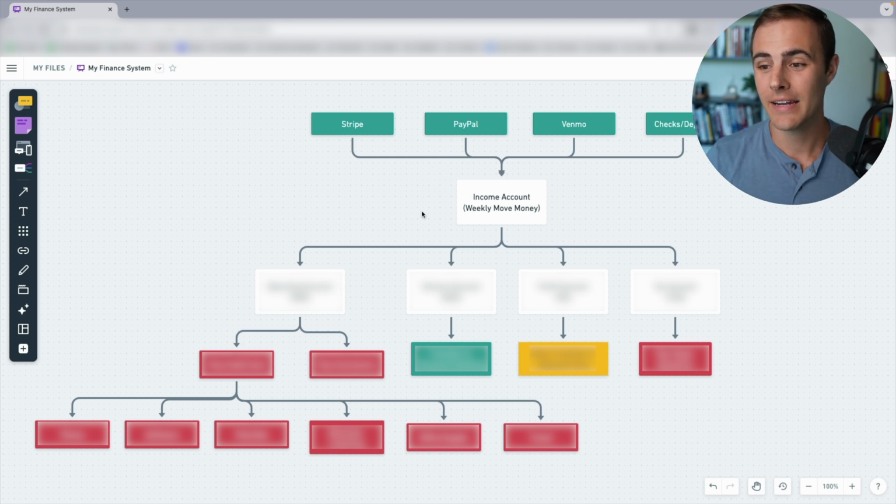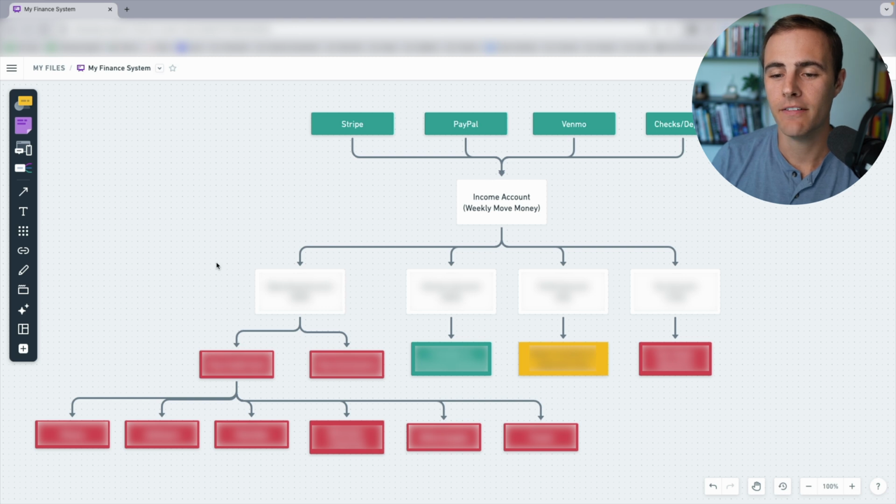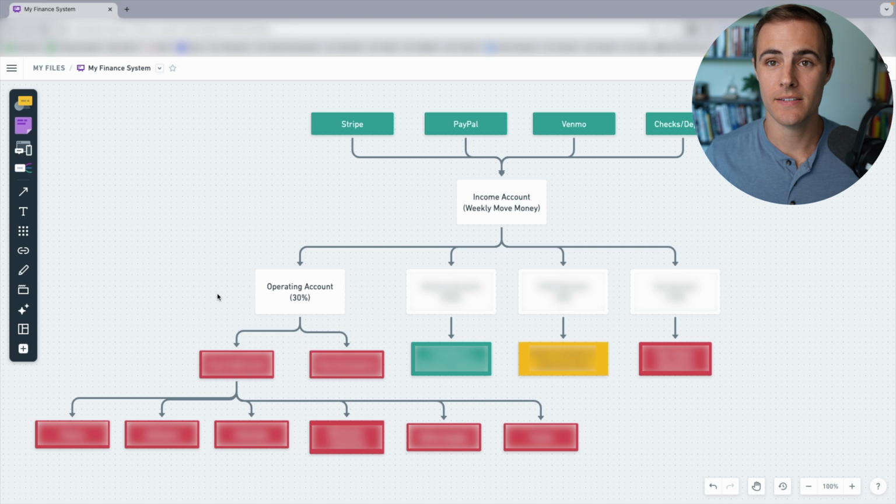So first account, income account, it's a basic checking account. All the money that I make every single day gets deposited in there, and every week I open it up and distribute it accordingly. My first account is an operating account. This is where all of the expenses from the business are going to be paid out from. The second account is the owner's account. This is where I pay myself. And if I had business partners, I would also pay them out from here too.